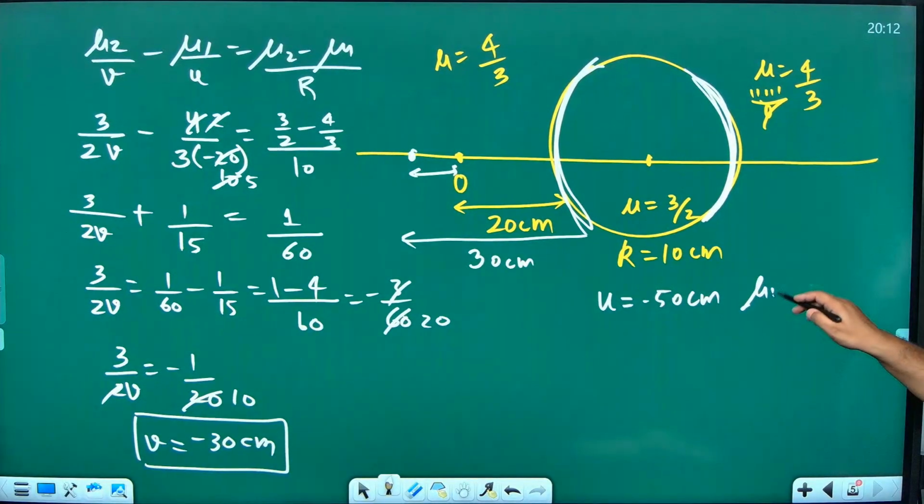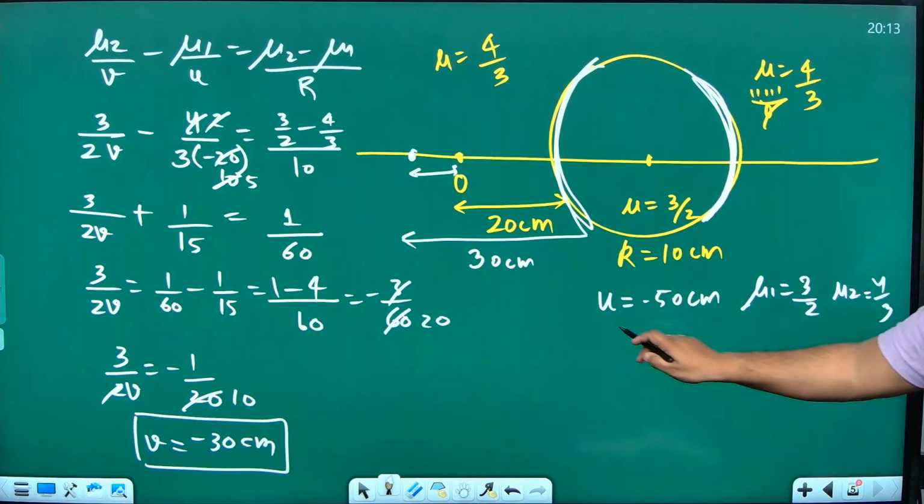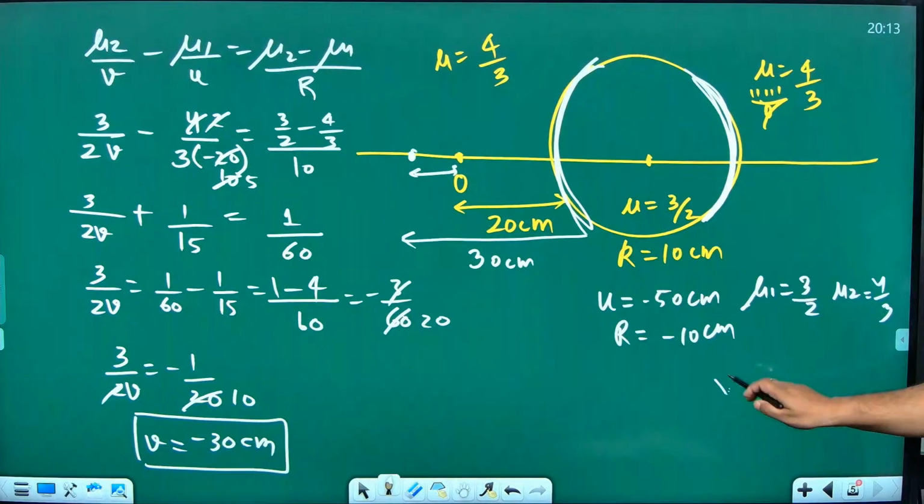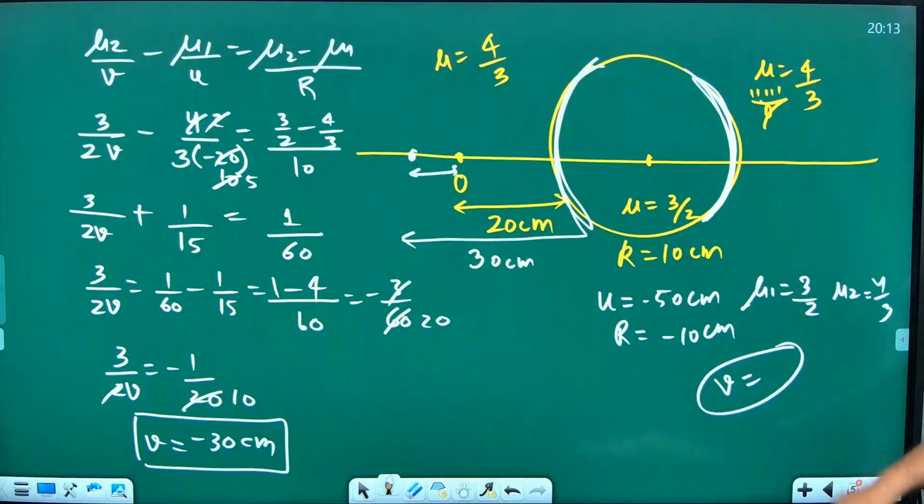What is mu1? 3 by 2. What is mu2? 4 by 3. What is R? Minus 10 centimeter. With this data, if you solve, find the value of v. They were actually told 20 you are getting.